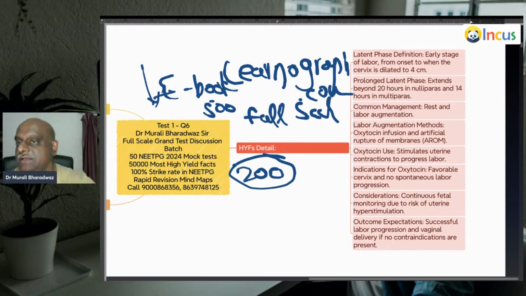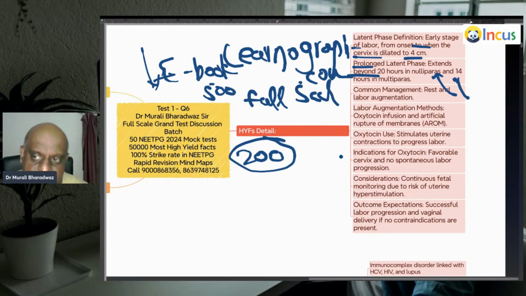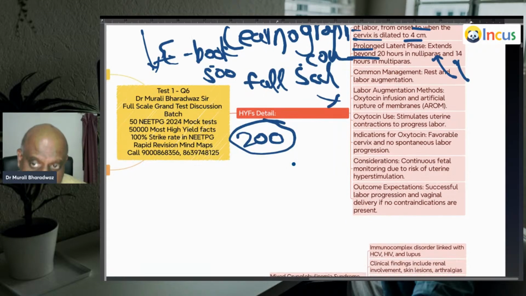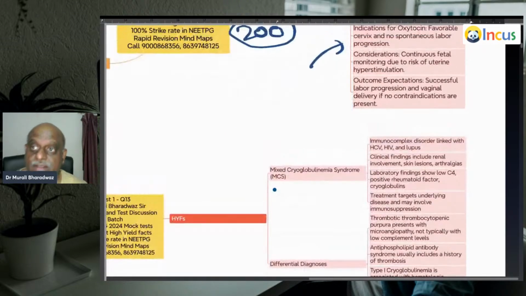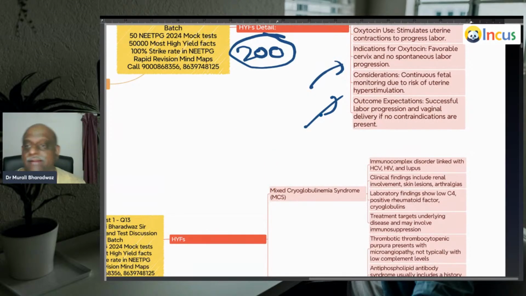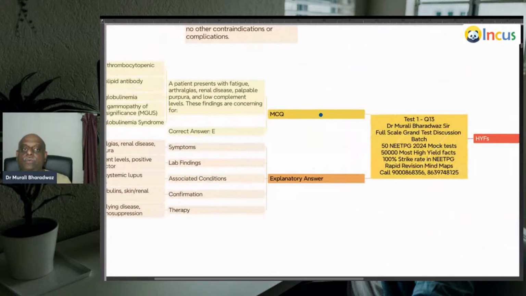Latent phase is the early stage of labor from onset until cervical dilatation of 4 centimeters. Prolonged means extending beyond 20 hours in nullipara and 14 hours in multipara. For that, rest and labor augmentation. Labor augmentation is with oxytocin infusion and artificial rupture of membranes. Before you give oxytocin, there should be a favorable cervix and no spontaneous labor progression. Continuous fetal monitoring you need to basically do.